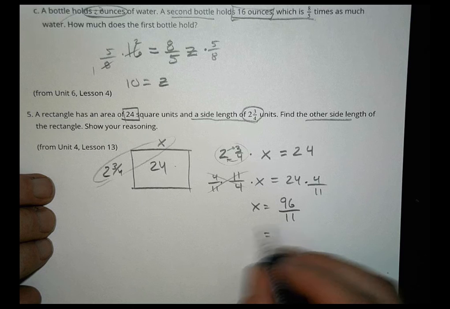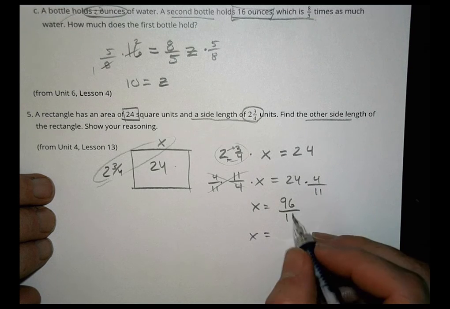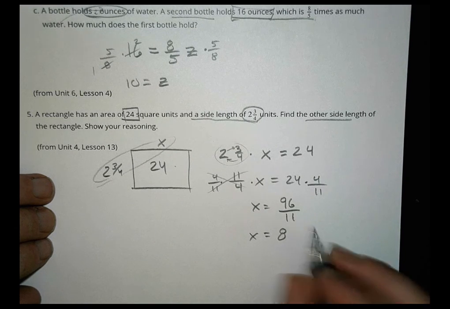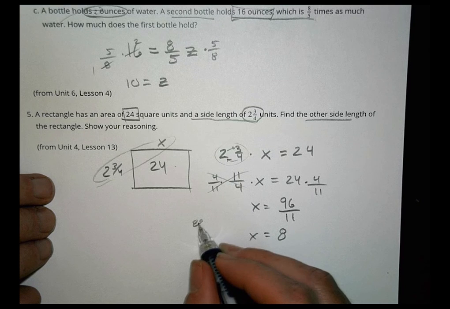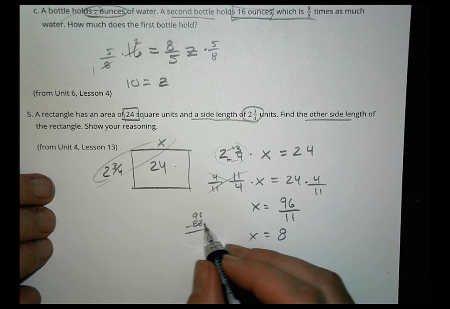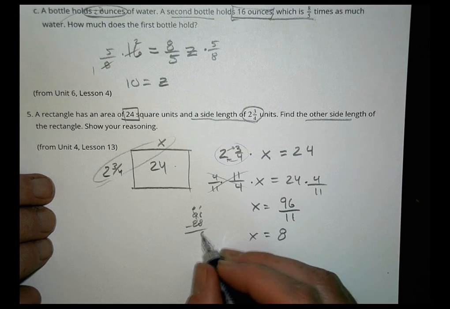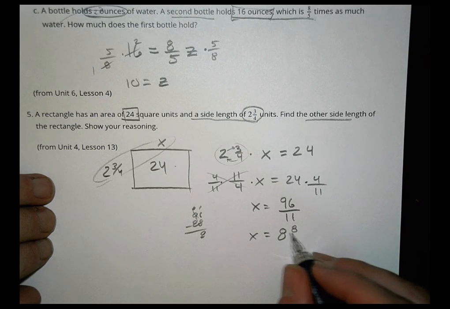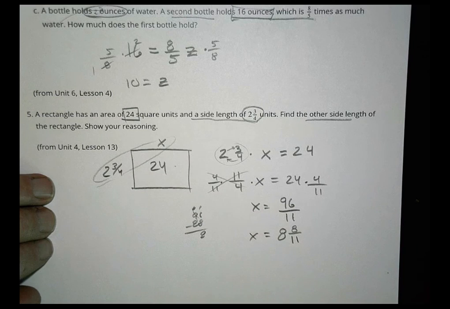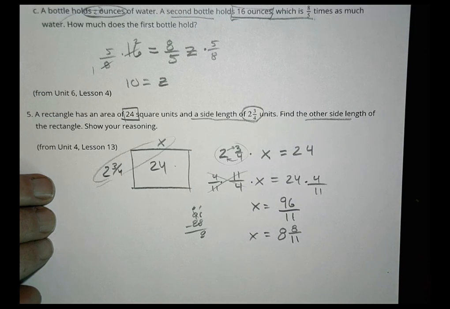And I can rewrite that as a mixed number. 11 times 8 is 88, right? So I do 96 minus 88. That'll tell me what's left over. I have 8 left over out of 11. So 8 and 8/11 becomes the other side length.